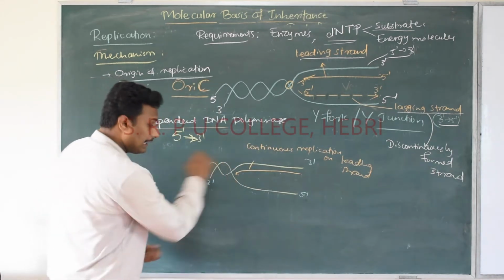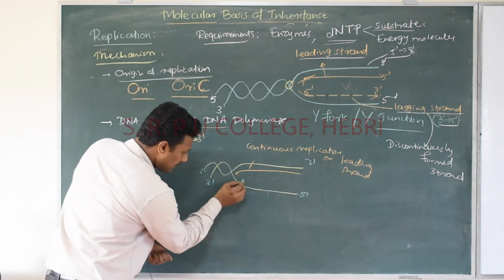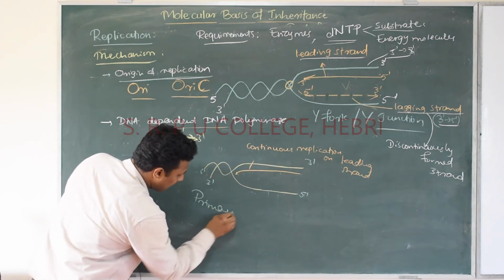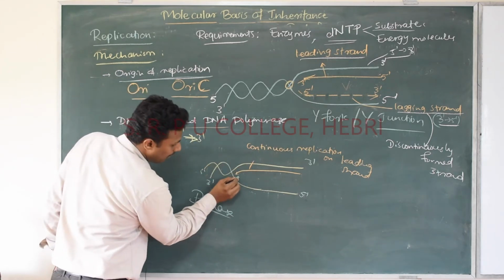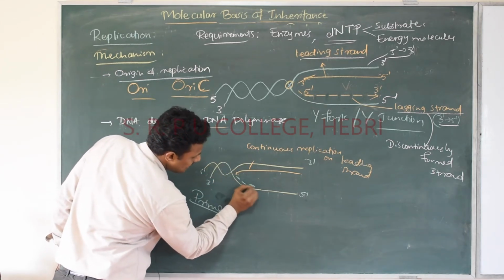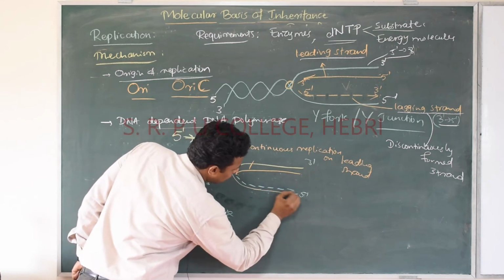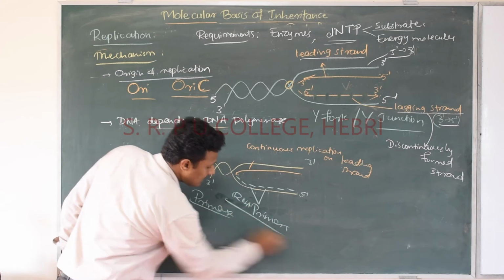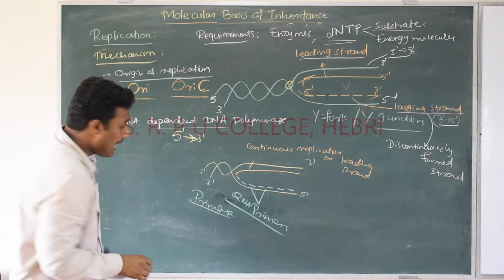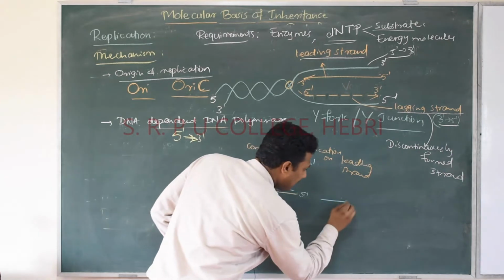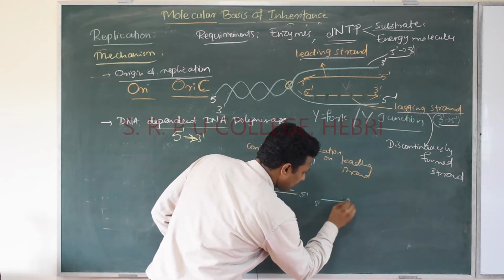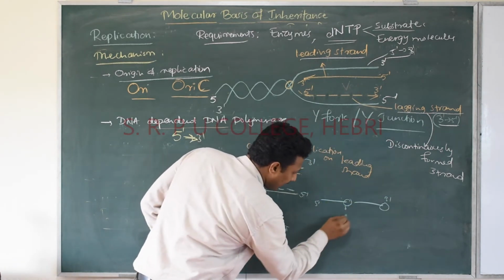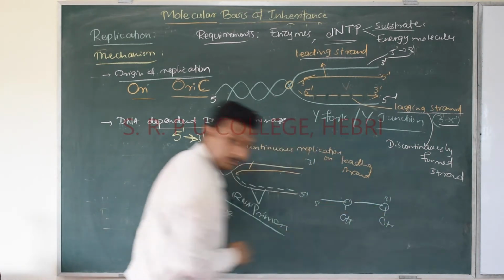whereas on the lagging strand what happens here, this strand, it is not continuously synthesized, but primase enzyme will help in the placement of smaller fragments like this. These are called as primers. These primers are of RNA. These are called as RNA primers and at the end of, see here, this is the 3 prime end of the RNA primer. This will provide a free OH group, right?